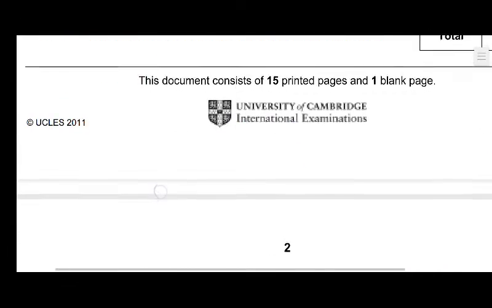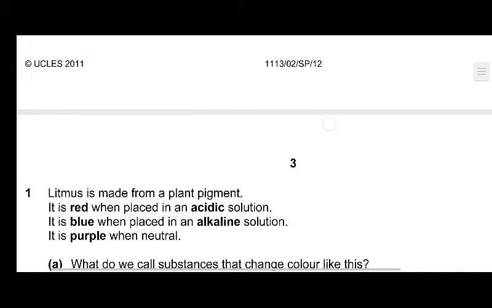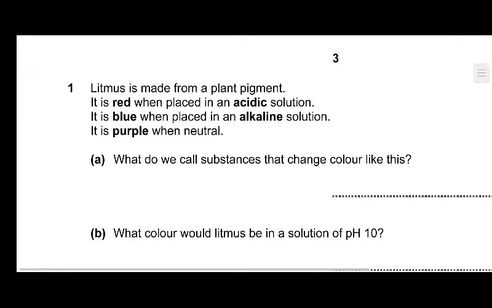Okay, so let's see. So this is a blank page. Yeah, that's a blank page. Question 1 says, litmus is made from a plant pigment. It is red when placed in an acidic solution. It is blue when placed in an alkaline solution. It is purple when neutral. All right. So just by looking at that question, obviously you know that this is chemistry.